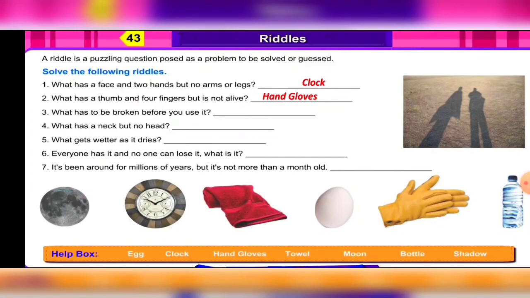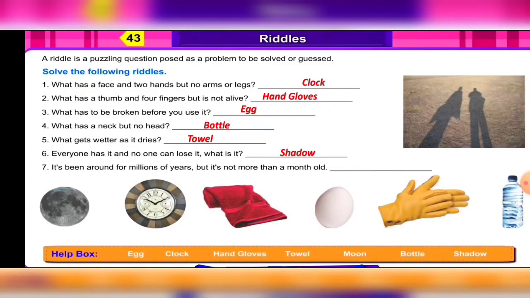Third, what has to be broken before you use it? Egg. We have to break egg before we use it. What has a neck but no head? Bottle. What gets wetter as it dries? Towel. Number 6. Everyone has it and no one can lose it. What is it?